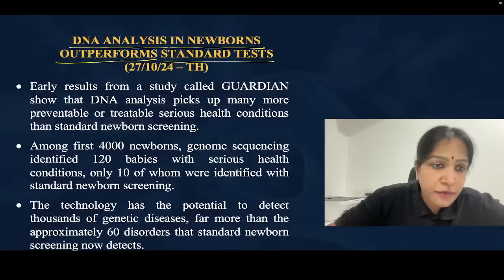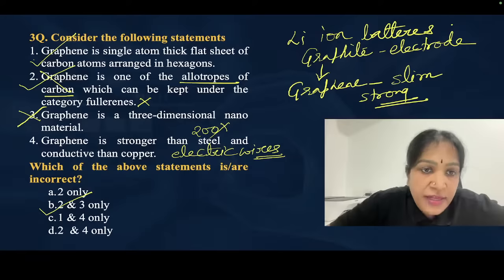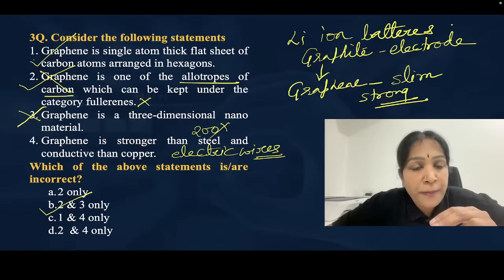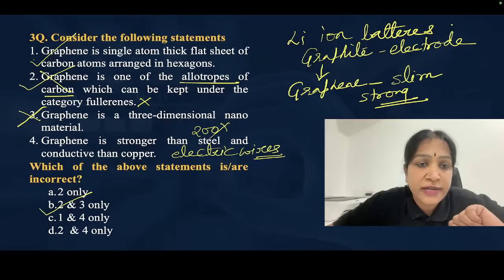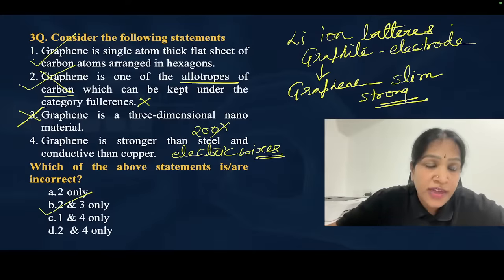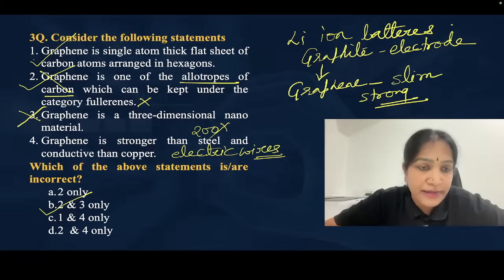Second part of the fourth statement: stronger than the steel, conductive than copper. Yes, it is more conductive than copper. That is the reason why we can use it in the electrical wires instead of the copper. Normally we use copper in the electrical wires because copper is more conductive. But there is a problem with using copper: whenever you get a strong wind, the electrical wire can break. You need more maintenance, isn't it? Copper is not a strong metal, right?